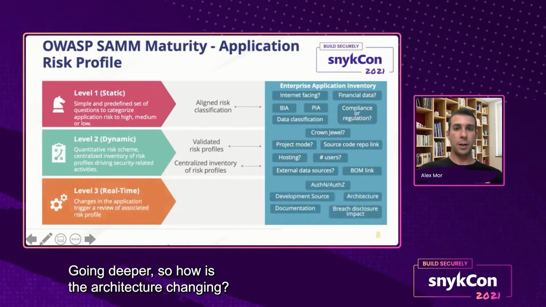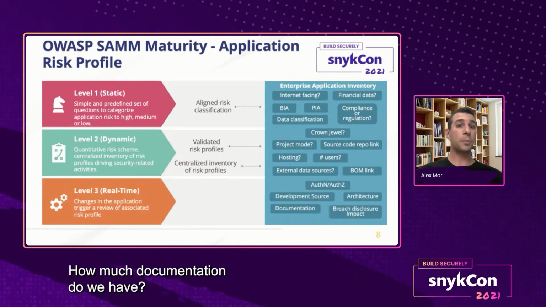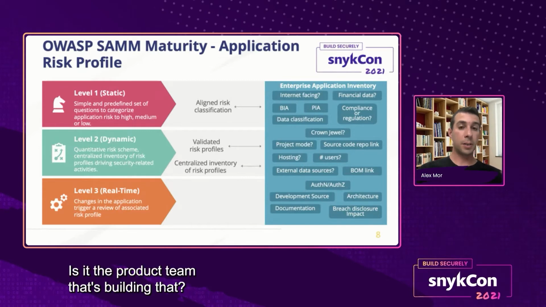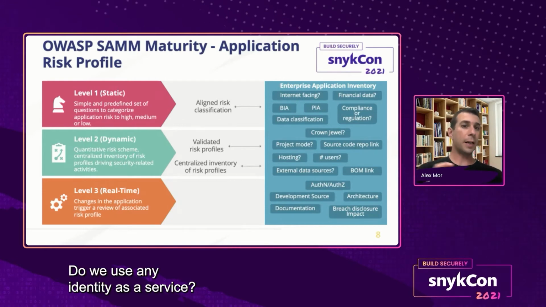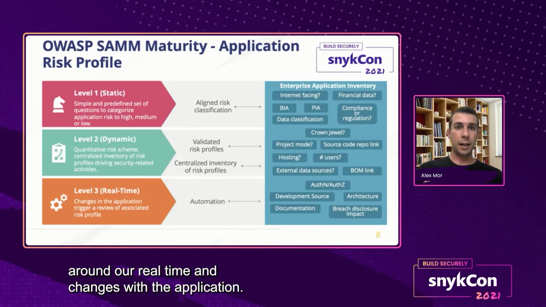Going deeper, right? How is the architecture changing? What is the architecture? How much documentation do we have? Is it available? Is it updated? Who is developing that? Is it a vendor developing that? Is it a hybrid team? Is it an internal team? Is it a product team that's building that? How do we authenticate, right? Is it SSO? Is it user password? Do we use any identity as a service? And then we help build more automation around our real-time changes with the application.